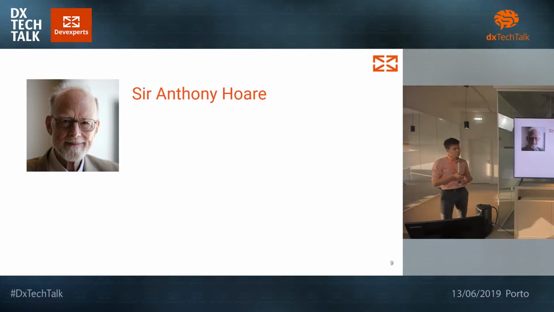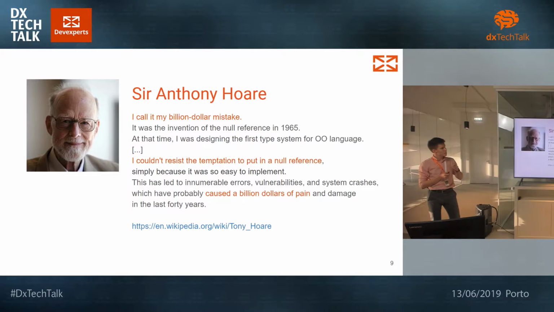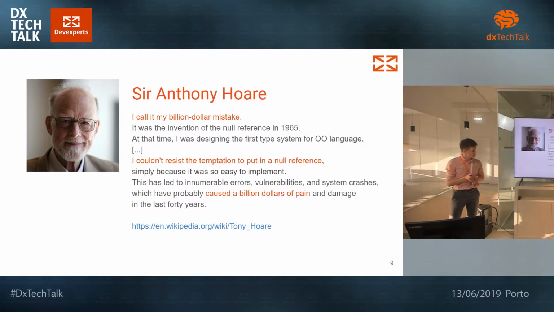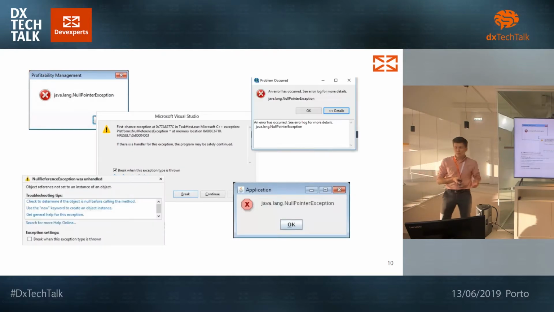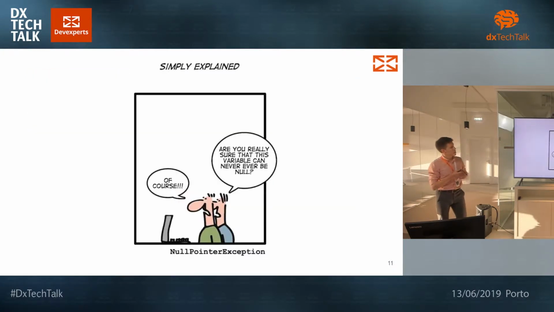At some conference in 2009, he was giving a talk, and he said, "I call it my $1 billion mistake. It was the invention of the null reference in 1965. But I couldn't resist the temptation to put in a null reference simply because it was so easy to implement." Well, fair enough. And this has led to innumerable errors, vulnerabilities, and system crashes, which have probably caused $1 billion of pain and so on. Well, that's definitely the pain, and we know that. And there is even a comic about that.